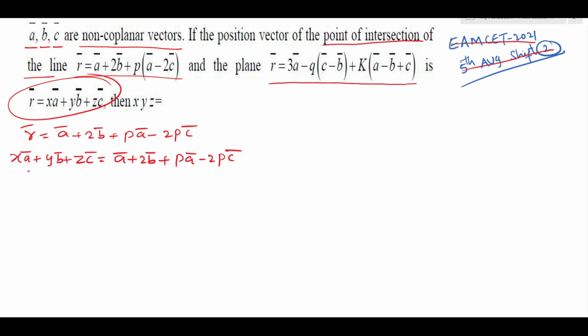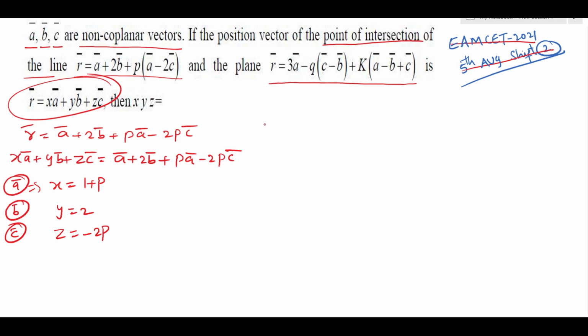From equating the coefficients of a bar, that is x is equal to 1 plus p, and equating the coefficients of b bar, that is y is equal to b bar coefficient is 2, and equating the coefficients of c bar, that is z is equal to c bar coefficient, that is minus 2p, and this r bar is xa bar plus yb bar plus zc bar.